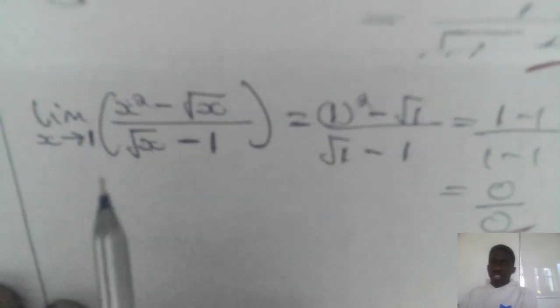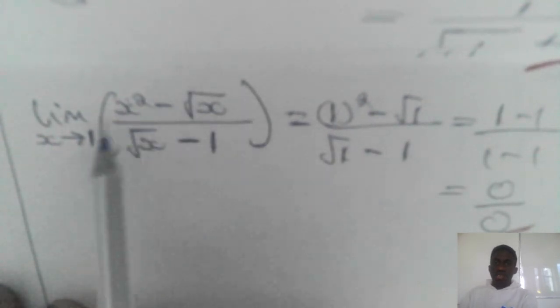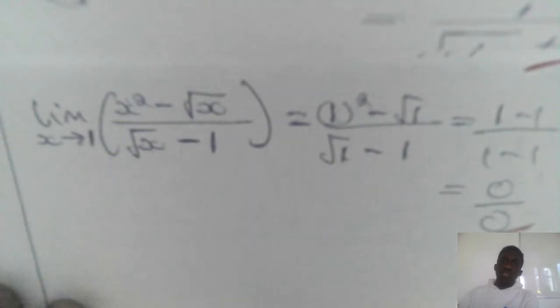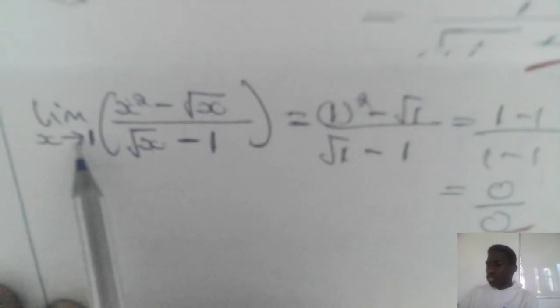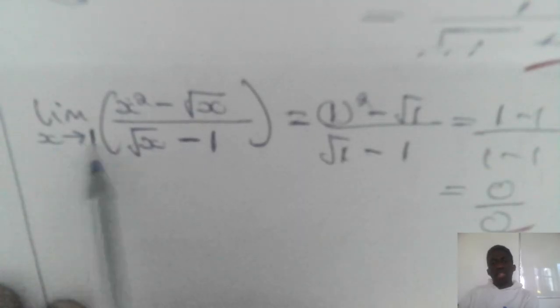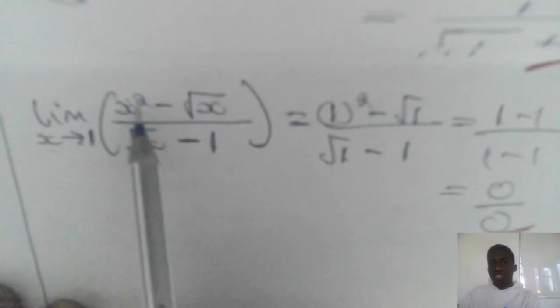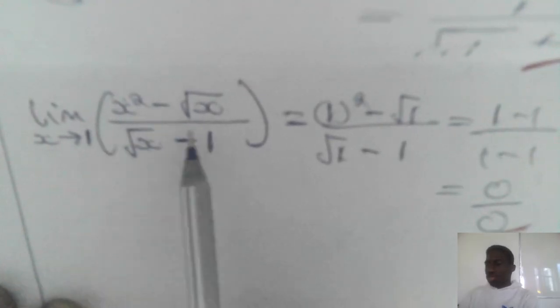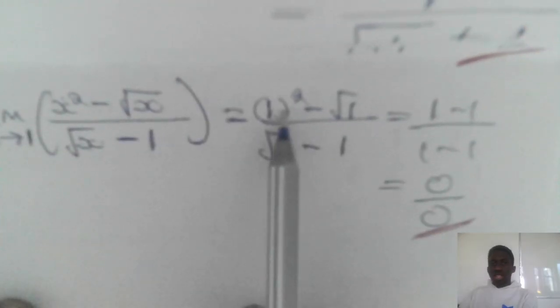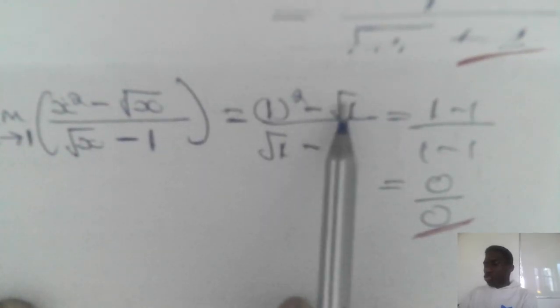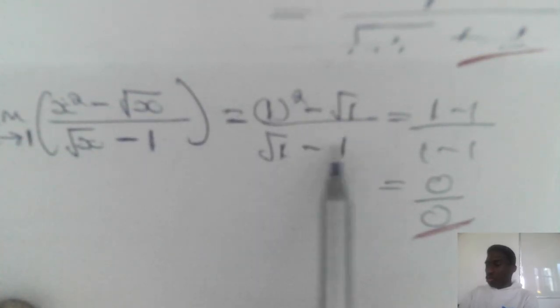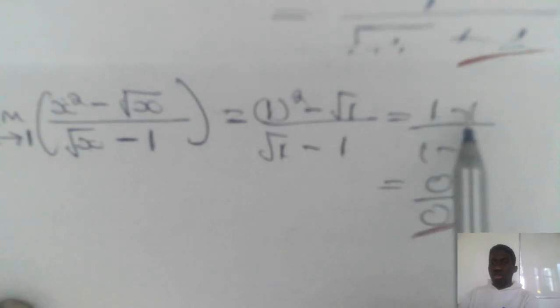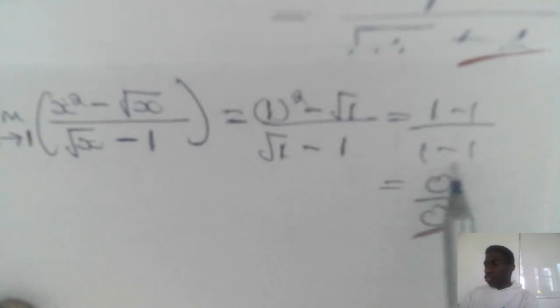So this is the question. It came in this form. Of course, at first we want to just use the substitution method to substitute x for 1. Whenever we see x, we put in 1. So now we've done that, we have 1 squared minus square root of 1 divided by square root of 1 minus 1. We then get 1 minus 1 divided by 1 minus 1.